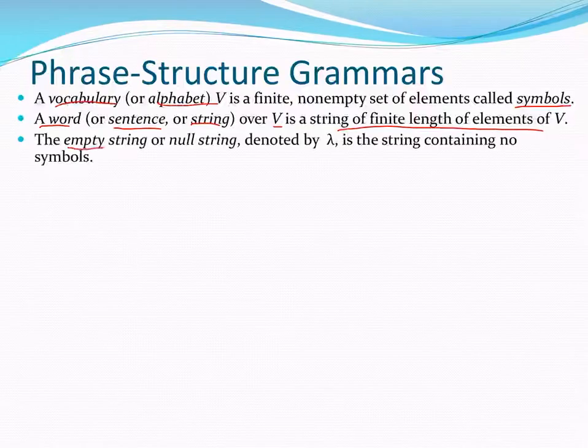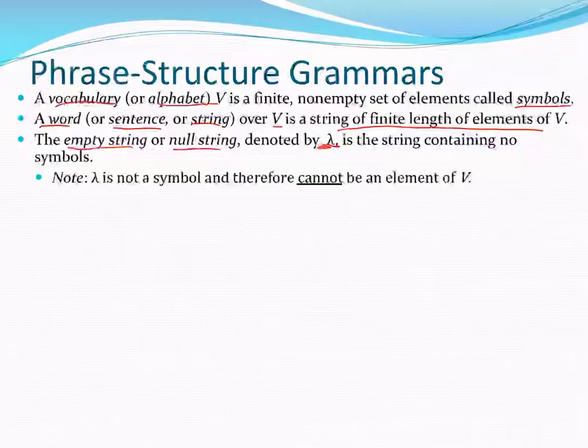We have the concept of the empty string or the null string, given by lambda. That's the string containing no symbols, or the string of zero length. Note that lambda is not a symbol of my vocabulary. I can't use it to make words. It just represents the word that has zero length.